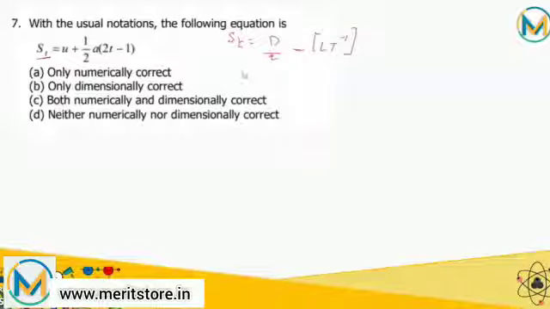Now u over here is the velocity, and it is given as L T^-1. And the last, (1/2) a (2t - 1), its dimension is given as L T^-1. As the dimension of each term in the given equation is the same, that is L T^-1, L T^-1 and L T^-1, hence the equation is dimensionally correct also. So the correct answer for this question is both numerically and dimensionally correct, Option C.